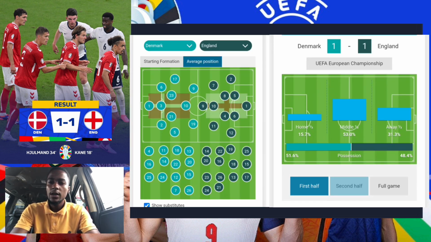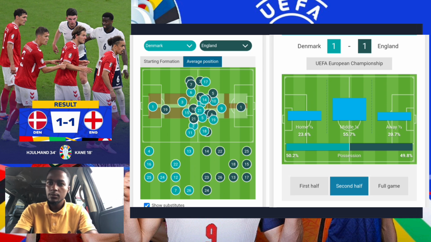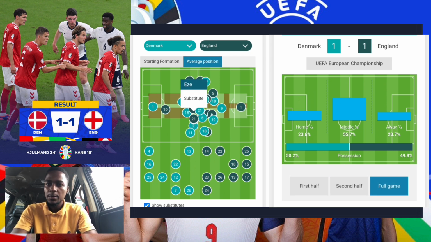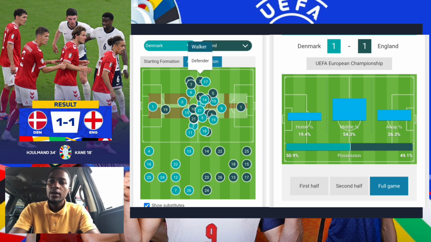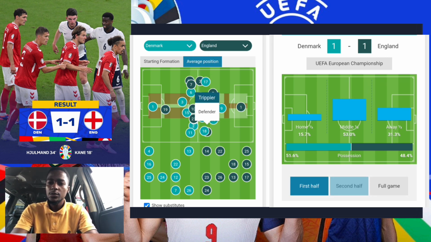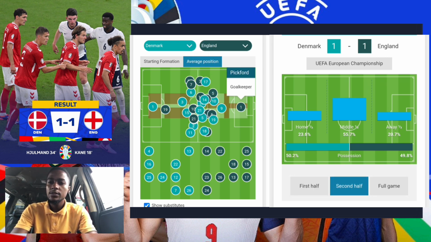On the screen I have two unique information outlets. On the left side we have an animation showing England's starting formation average position, while on the right side we have an animation showing who had the most possession and where on the field they had the possession. If you're looking for the icon for Foden, he has been covered completely by Eze. Eze played 21 minutes on the left wing.